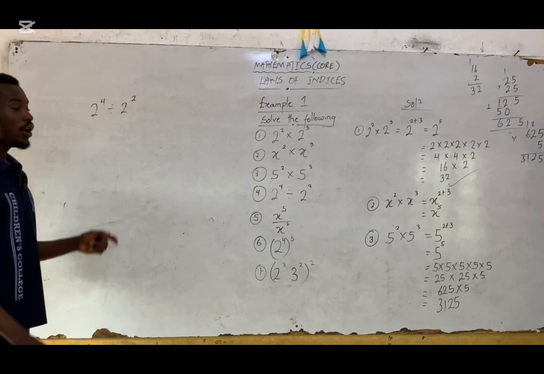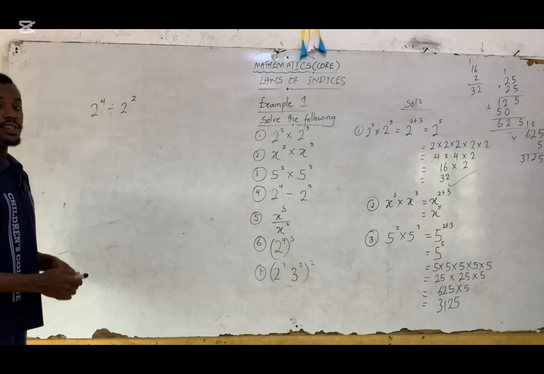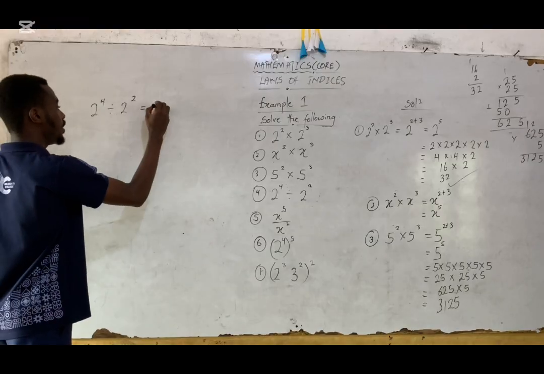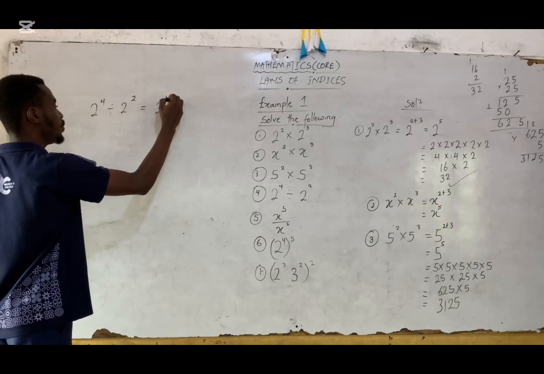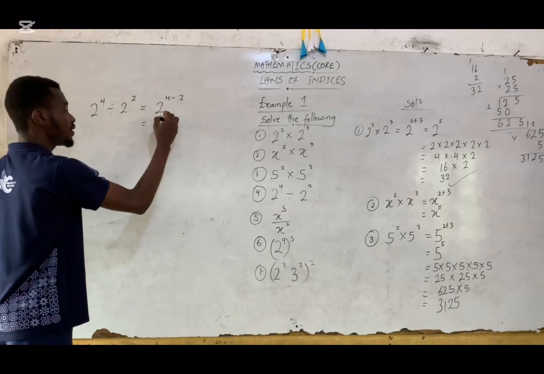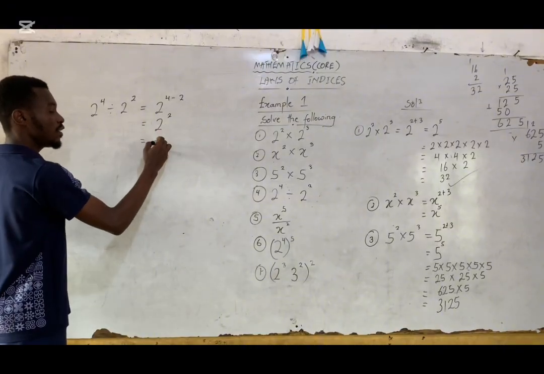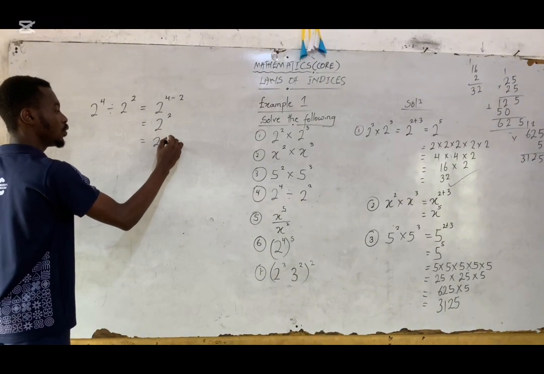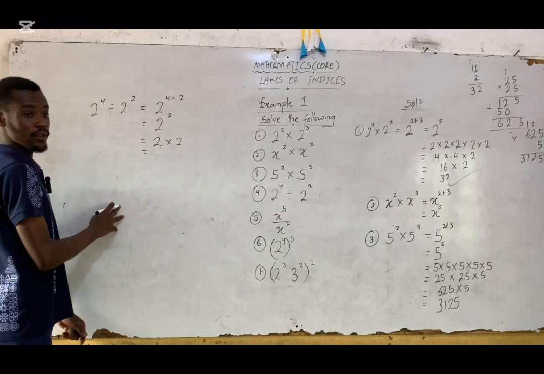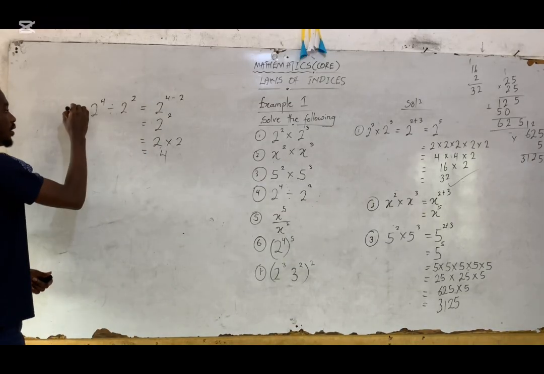Remember, for the second law, it says when you are dividing, you subtract the exponents. So we maintain the base and then you subtract the exponent. So we have 2 exponent 4 minus 2 gives us 2 exponent 2. We can simplify 2 exponent 2, right? 2 multiplying itself 2 times. So 2 times 2 gives us 4. That is our answer. Very easy.